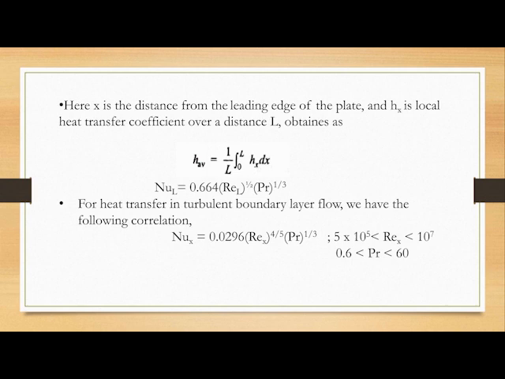Here again we have the condition for the applicability of this correlation. Reynolds number should be bounded by the range 5 into 10 to the power 5 to 10 to the power 7, and the conditions apply for the Prandtl number too. The correlation is applicable when the Prandtl number is in the range of 0.6 to 60.